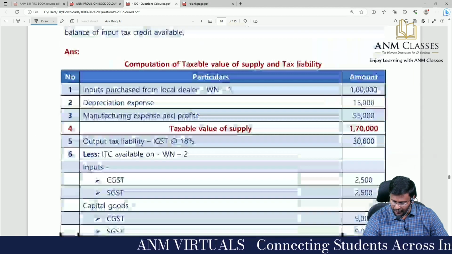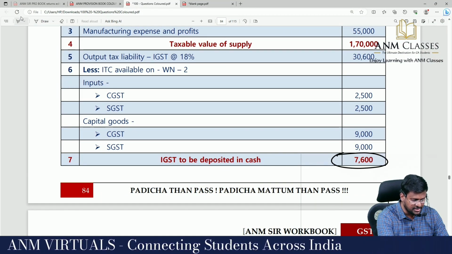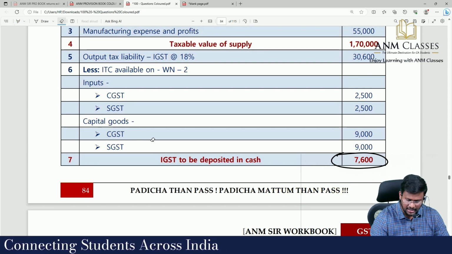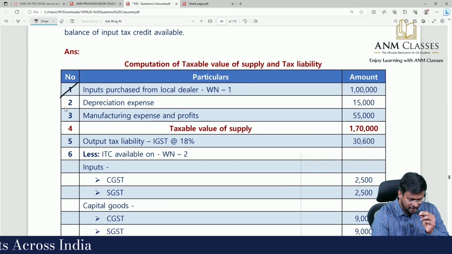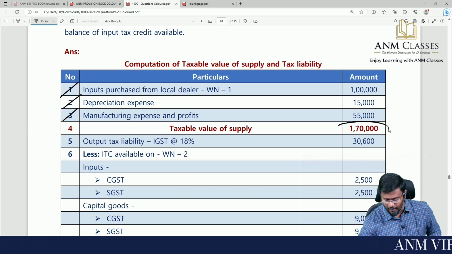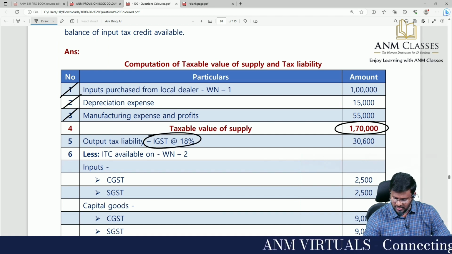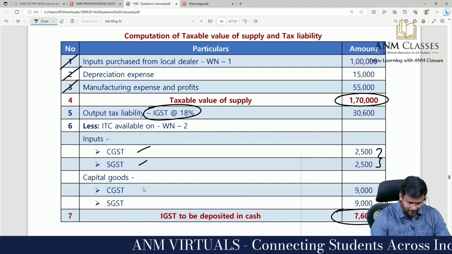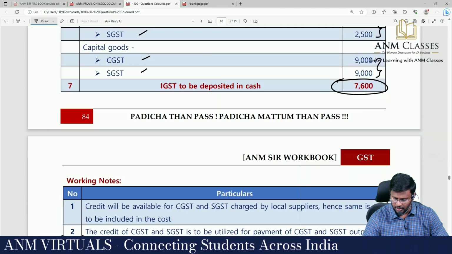So I have to confirm that 7,600 is the IGST to be deposited in cash. Comfortable? Yes, sir. Are you really with me? Yes, sir. I'm coming to the answer format. What they have given: input purchase from local dealer 1 lakh, depreciation expense 15,000, manufacturing expense and profit 55,000, taxable value of supply 1,70,000, output tax liability IGST at 18%, 30,600. Surplus ITC available, input less CGST, SGST, both can be knocked off. Capital goods less CGST, SGST, both can be knocked off. IGST to be paid in cash is 7,600.